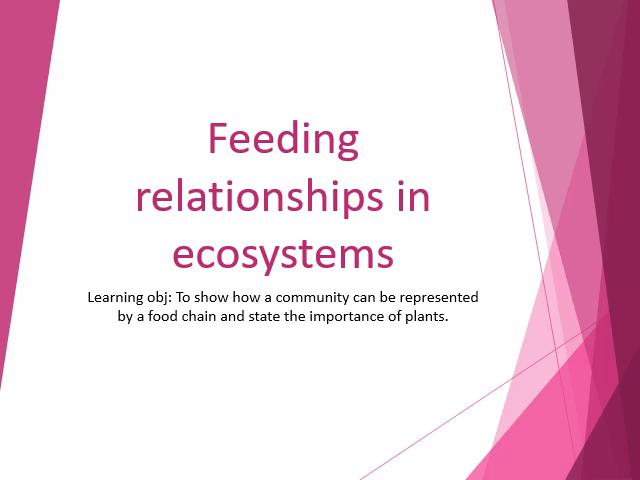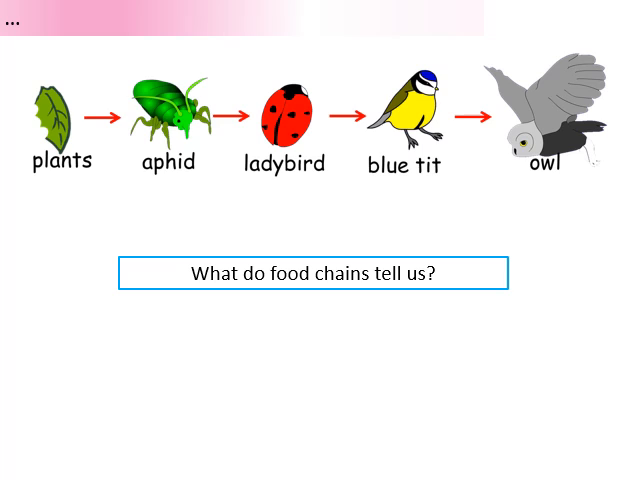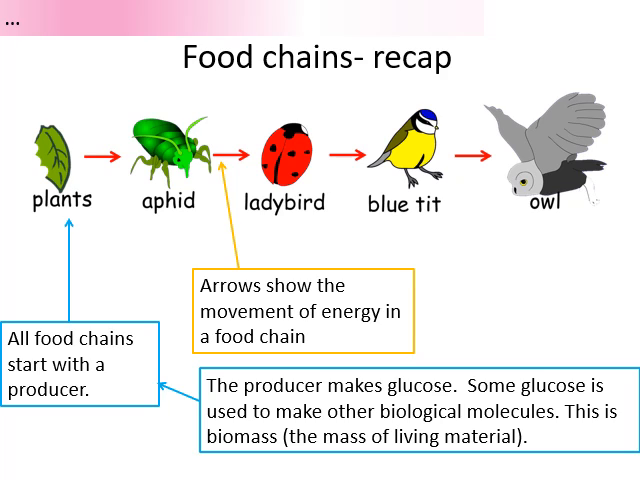Today we're going to look at feeding relationships in ecosystems. I'm sure you remember food chains and food webs from Key Stage 3. What does a food chain actually tell us? Food chains show us the feeding relationships within an ecosystem.